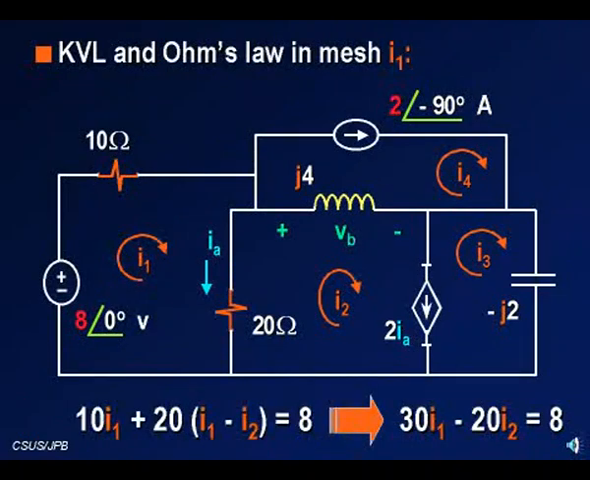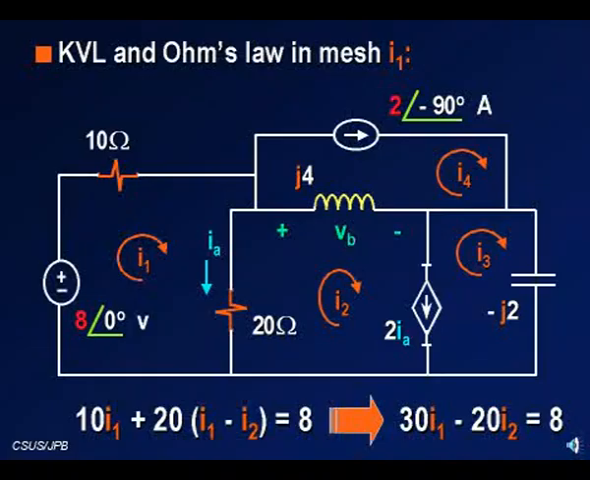Next step, I'm going to do a KVL and Ohm's law in mesh I1. Mesh I1 is a regular mesh, no current source there, so it's simply the sum of the voltage equal to 0. Now, folks, I'm going to here in this example do both KVL and Ohm's law in one set. And at that point, I think you should be able to do that.